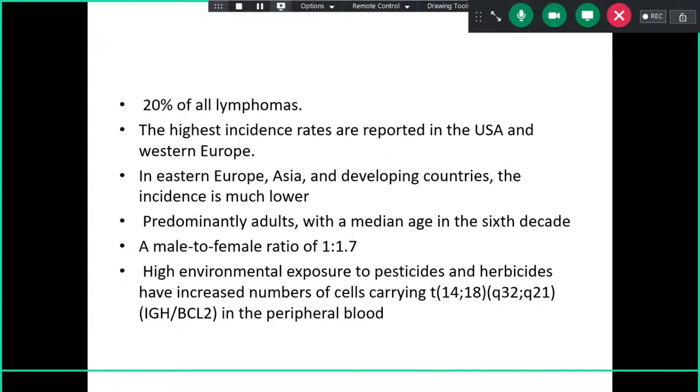It is predominantly in adults, mostly in the 6th decade, with a male to female ratio of 1 to 1.7, so a little bit of female predominance. One more thing is the environmental exposure to pesticides and herbicides, which are extensively used nowadays. Many studies have shown that persons exposed to these herbicides and pesticides show circulating cells which carry this t(14;18) translocation. This means these are precursor cells which in future may transform to a lymphoma.